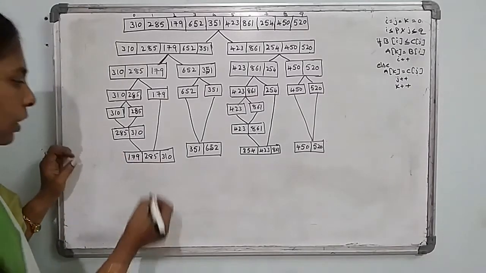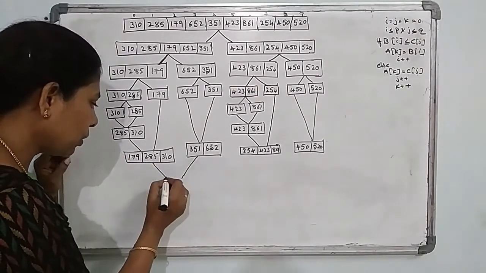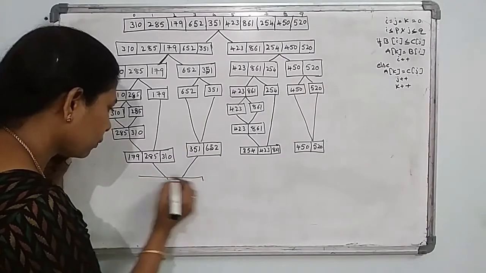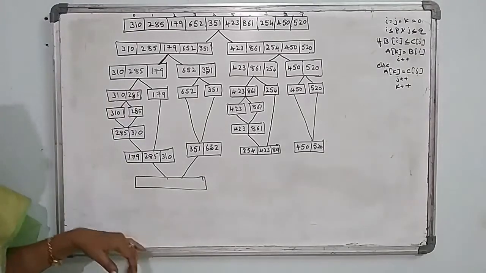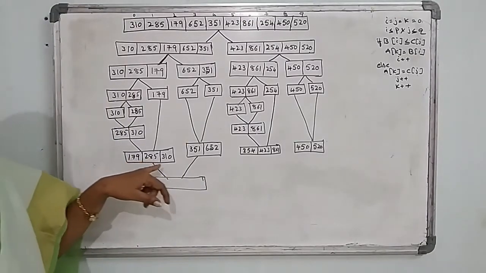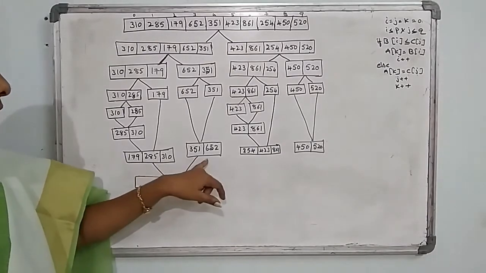Now again you can merge these 2 into one single array. So how to merge this one? Now I am applying our merge processing. This is the array B and this is the array C.